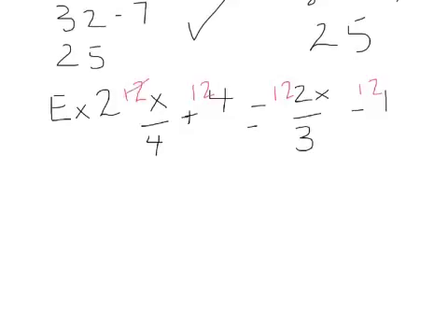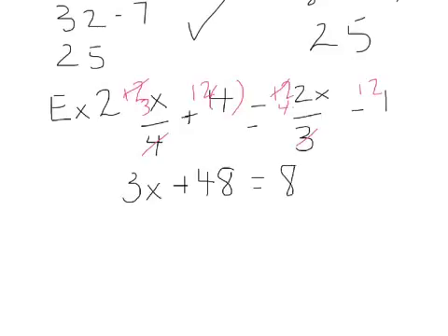So we can see here that 12 divided by 4 is equal to 3. There's nothing to cancel out in our second term, so we can leave that as is. That will become 12 multiplied by 4. 12 divided by 3 is equal to 4. And then there's nothing to cancel out in our last term. So let's clean this up now so we can see what we have. So we have 3 multiplied by x plus 48, 12 times 4, is equal to 8x, 4 times 2, subtract 12.